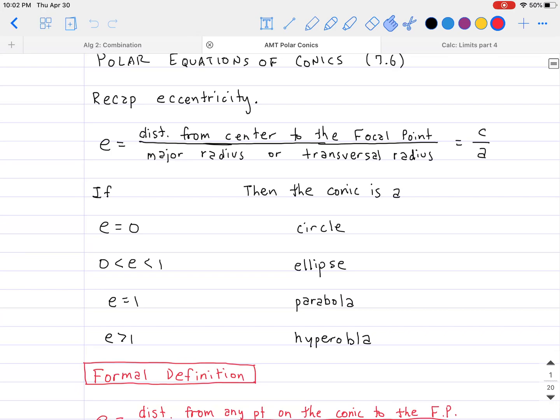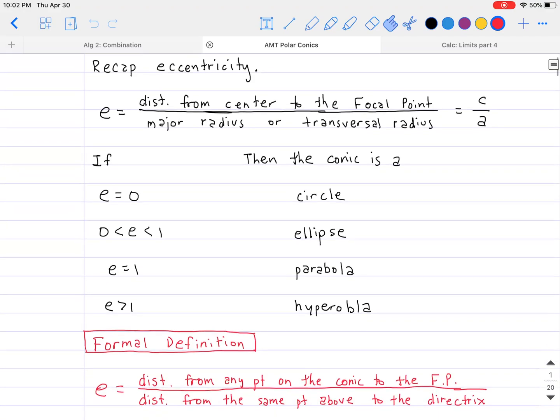Now, there was something else that goes along with it. Because e is a ratio, its value tells you what kind of conic it is. The four types of conics are the circle, ellipse, parabola, and hyperbola. We first encountered eccentricity in the ellipse, because the distance from the center to the focal point is always less than the major radius. So e for the ellipse is between 0 and 1. If e is equal to 0, meaning the focal point becomes closer and closer to the center, then that becomes a circle.